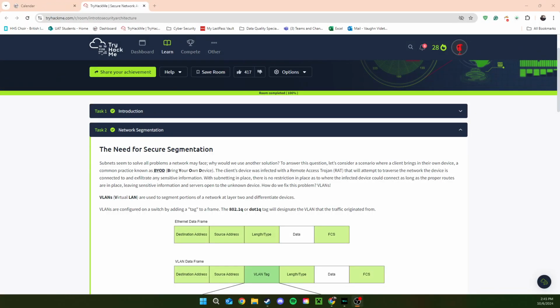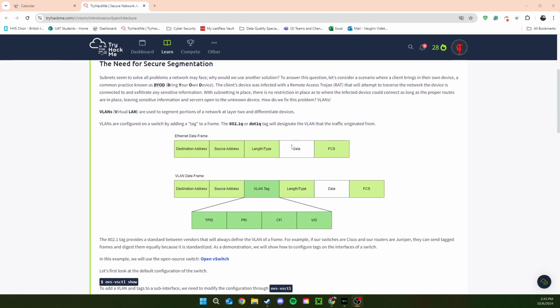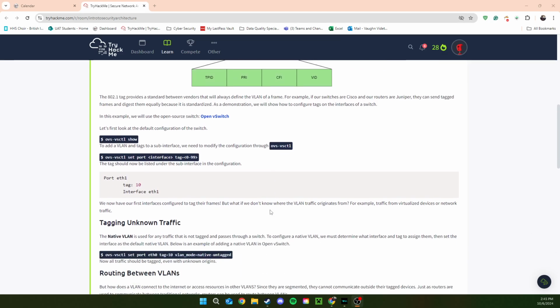Okay. Secure network architecture. The need for secure segmentation. So we've gone over VLANs. We know that they're used to segment portions of a network at two layers and differentiate devices. They are configured by a switch, adding a tag to a frame. So this kind of shows us the VLAN data frame and also an Ethernet data frame as well, and how the tags work.